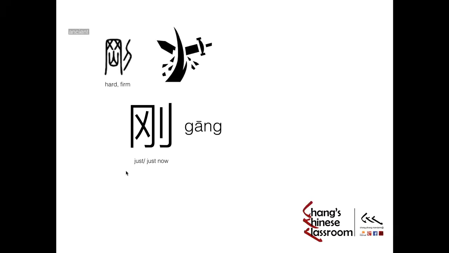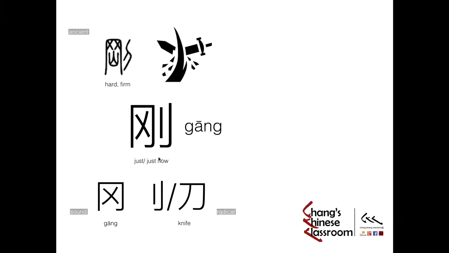So we use this moment of breaking things that are hard and firm to indicate the meaning just now, a more blurred concept. Okay, the left part of the modern character, gang, indicates the pronunciation, which is exactly the same. And this phenomenon is a little bit rare. And the right-hand side is the knife I already mentioned. This is what it looks like when it functions as a radical, and this is the original character of the knife, dao. Okay.